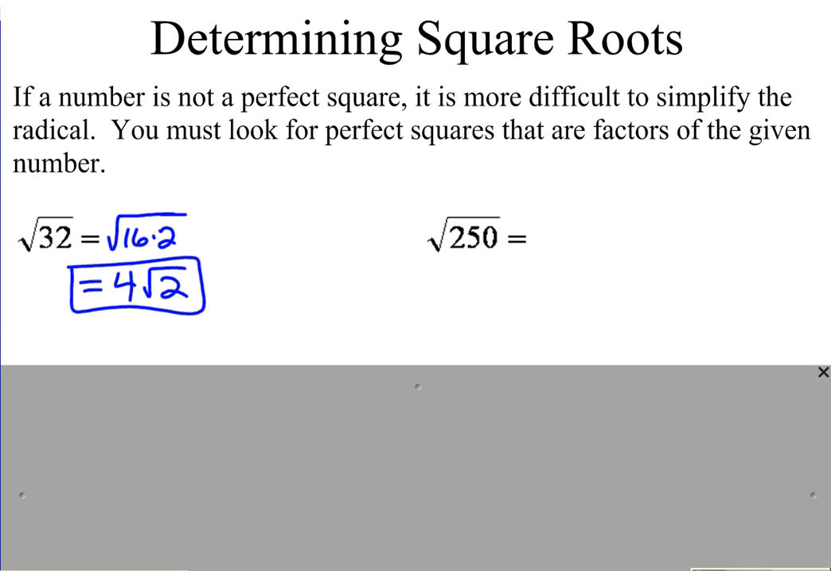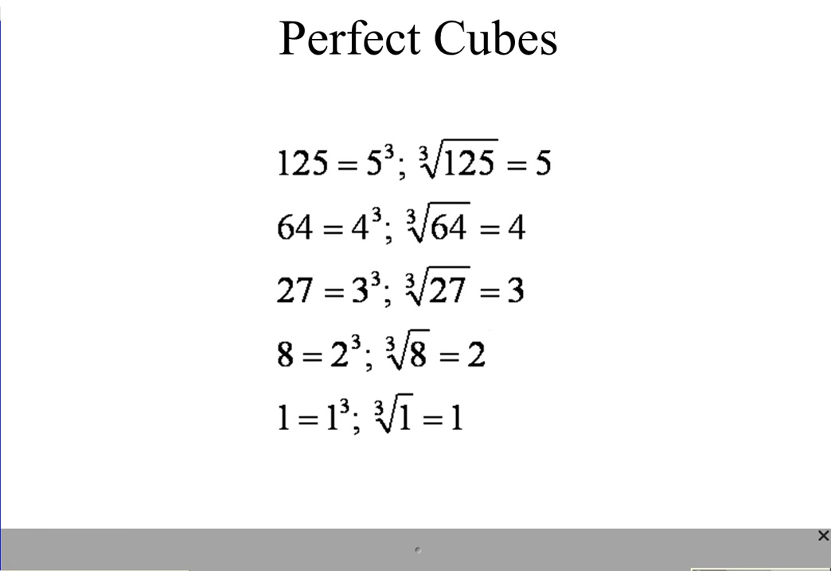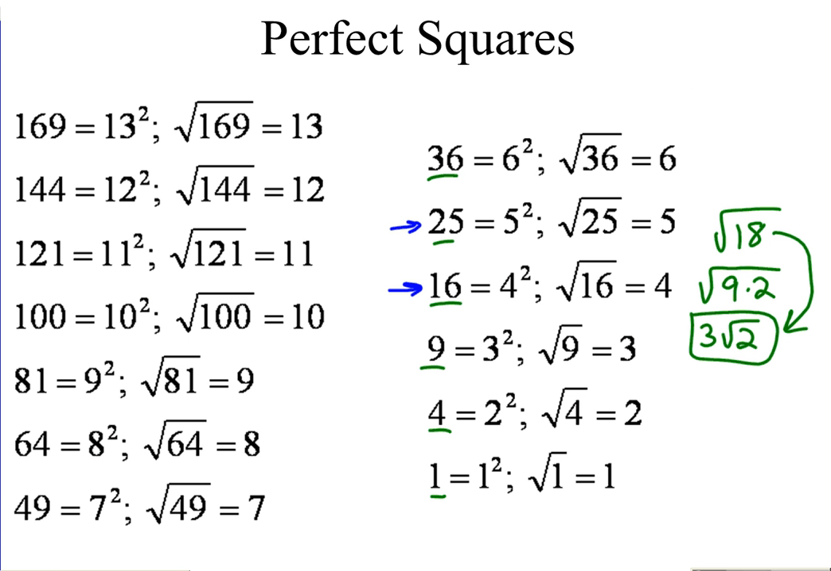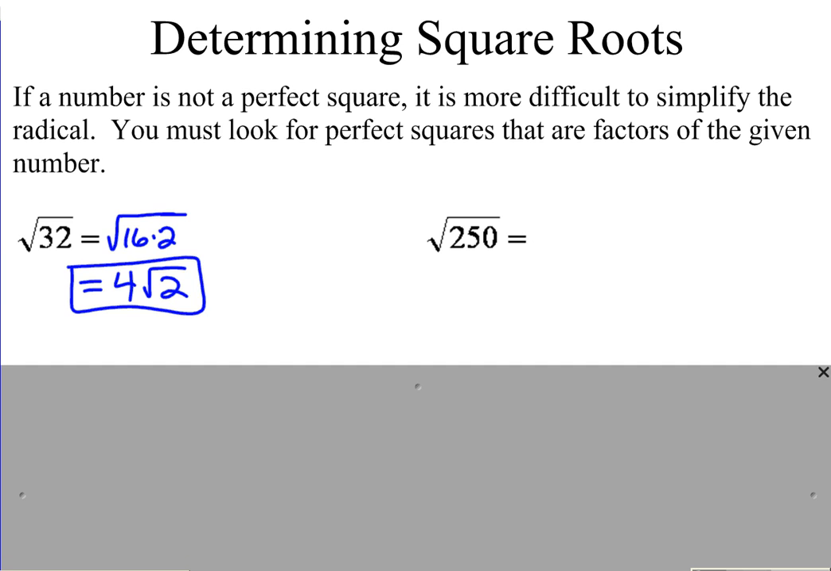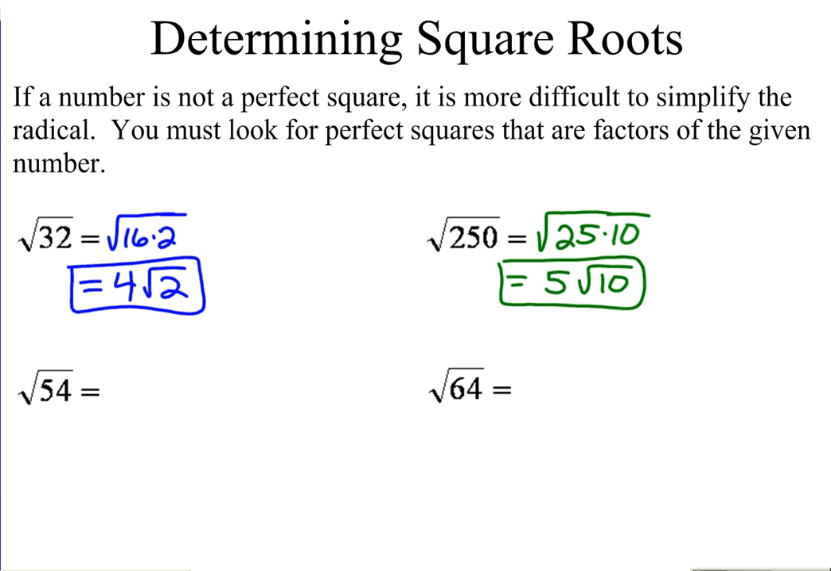Square root of 250. We're going to do the same thing. Go back to our perfect square list. Which one of these numbers divide evenly into 250? Well, this time that's going to be 25. 25 times 10 equals 250. Square root of 25 is 5. We're left inside with the 10. So 5 root 10 is the same thing as root 250.